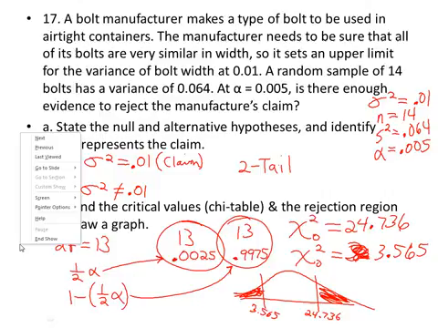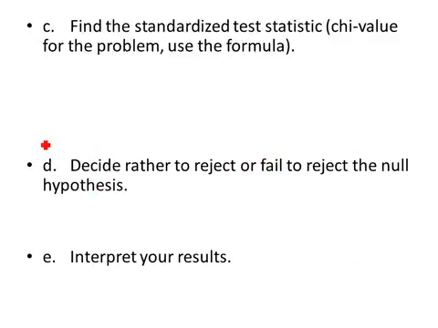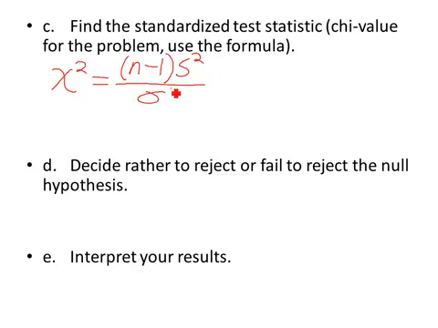If it's in one of those two tails, we're gonna reject the null. If it's in this middle part here, we're gonna fail to reject. Next thing we gotta do is find our actual chi value. This is the formula: N minus 1 times S squared divided by sigma squared.